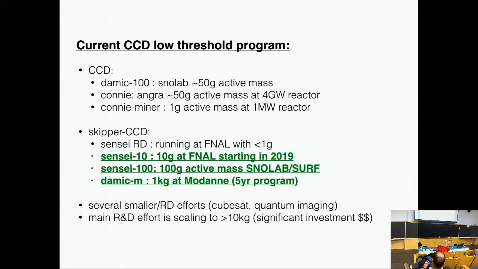Then with the Skipper CCD, we have the SENSEI R&D setup running with less than 1 gram at Fermilab, right? This is the one that I showed you. This is the one that produced the initial results from the surface run. Then we have the SENSEI 10 gram experiment at Fermilab starting to operate in 2019. The schedule is driven by the delivery of the new silicon detectors that we fabricated for this experiment.